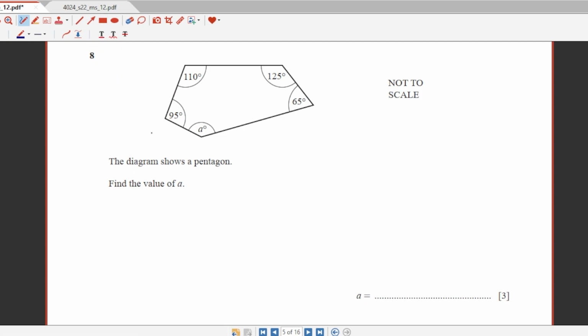Question number 8. The diagram shows a pentagon. Pentagon means any 5-sided figure. Find the value of A. The sum of interior angles of any polygon is n minus 2 into 180.